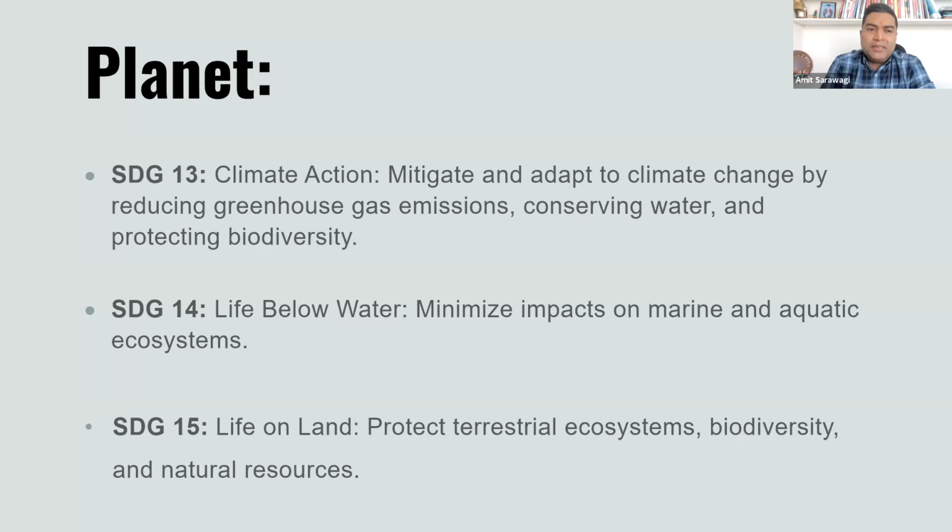First is SDG 13, climate action: mitigate and adapt to climate change by reducing greenhouse gas emissions, conserving water, and protecting biodiversity. Then SDG 14 is life below water: minimize impact on marine and aquatic ecosystems. And life on land, SDG 15: protect terrestrial ecosystems, biodiversity, and natural resources. So here we are talking about climate action, life below water, and life on land.